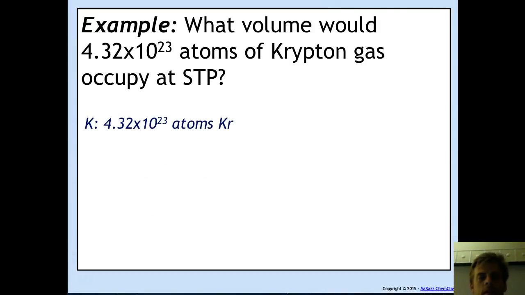Okay. Our known, 4.32 times 10 to the 23rd atoms. So my unknown is liters. Now, if you look at that roadmap, you're not going to see anything that takes us directly from atoms to liters. It doesn't exist. All right? There's no relationship there. The thing that relates all of these things are moles.